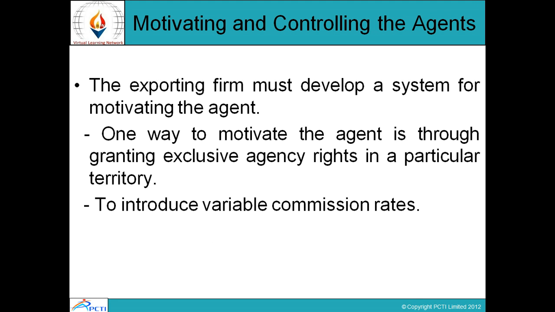Now when we say motivating and controlling agent, the exporting firm must develop a system for motivating the agent. One way to do it is through granting exclusive agency right. That is how it is motivated. Another is by providing incentive to the agent, that is, to introduce variable commission rates. So in the beginning of the year a target may be set. If the agent is able to surpass the target, he may be given a higher rate of commission.